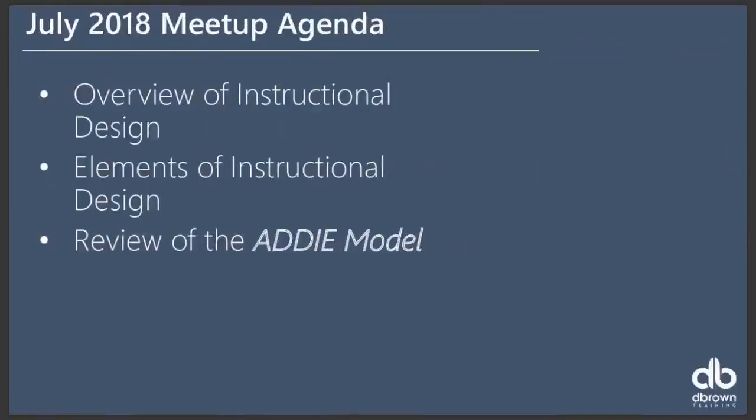So for us today, guys, we're going to be talking about an overview of instructional design, elements of instructional design, and we're going to review the ADDIE model. The ADDIE model is the main model for instructional design. Every other model out there is still an incarnation of ADDIE. Maybe they're adding the DD and the IE or something, but it's still ADDIE. ADDIE is the process that works for instructional design, and we're going to talk about it in detail.